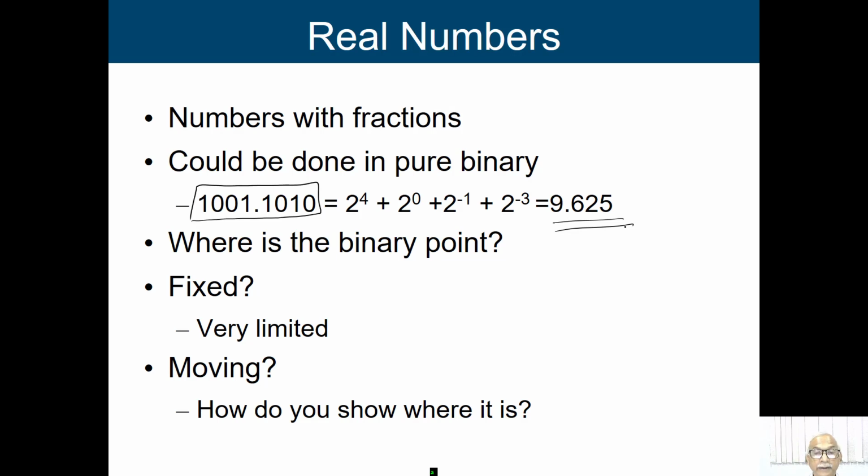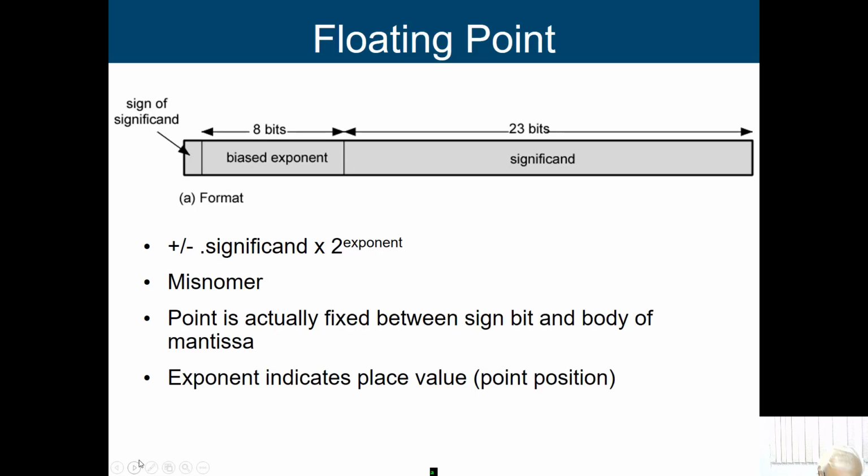So, if I give the number 9.625, its binary representation will be 1001.1010. Now, where is this binary point? For that we have two ways of doing it. One is that it is always fixed, and the second one is that it is moving; during representation it can move. Okay. So, this is the way. Now, I am going to say how we are going to represent real numbers. Just I will give some brief idea.